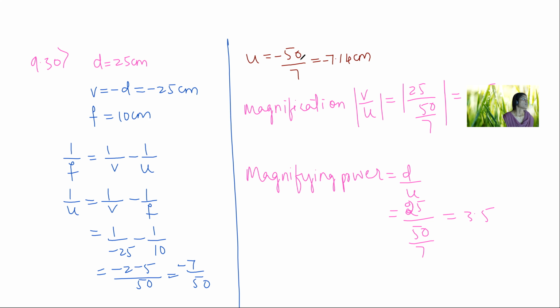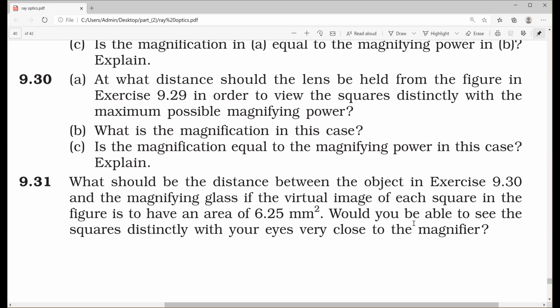So note, by using 1 by F is equal to 1 by V minus 1 by U, by using that, the U value we calculated is minus 7.14. Magnification is calculated by using formula mod of V by U, and magnifying power is calculated by using formula D divided by U. That we got 3.5. And next we shall see the next problem, 9.31.